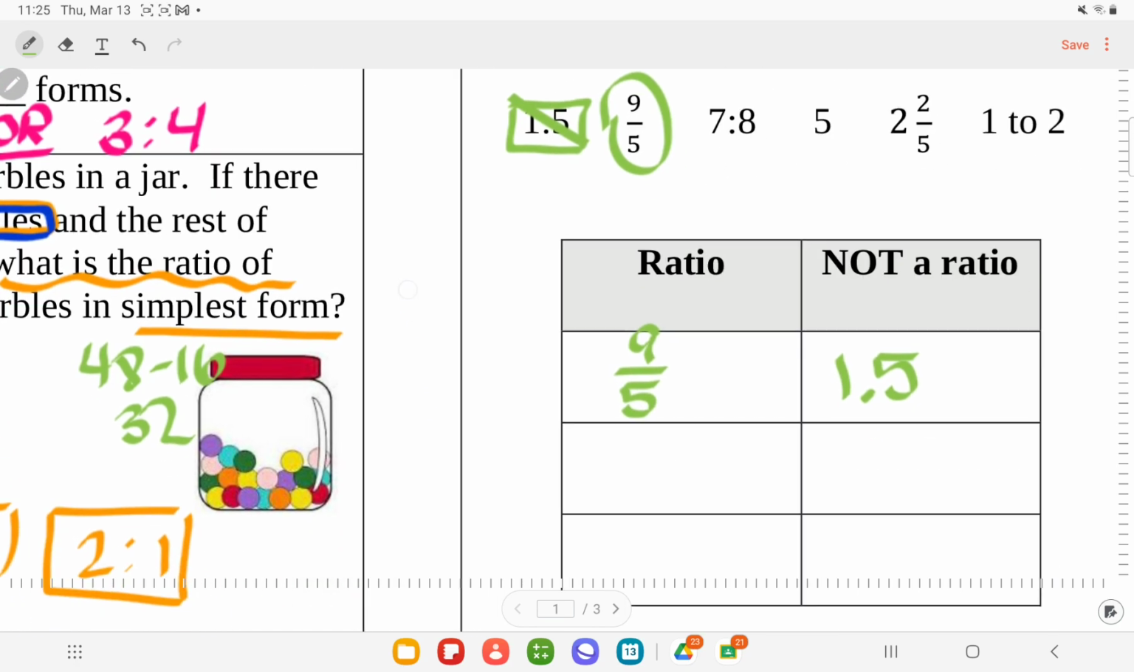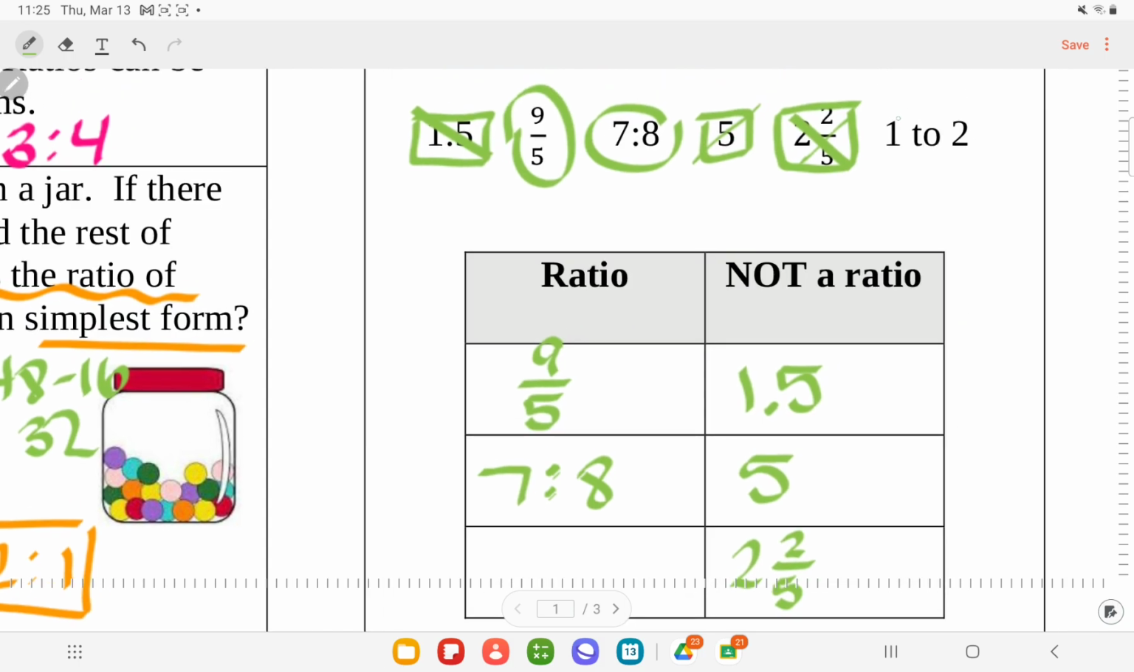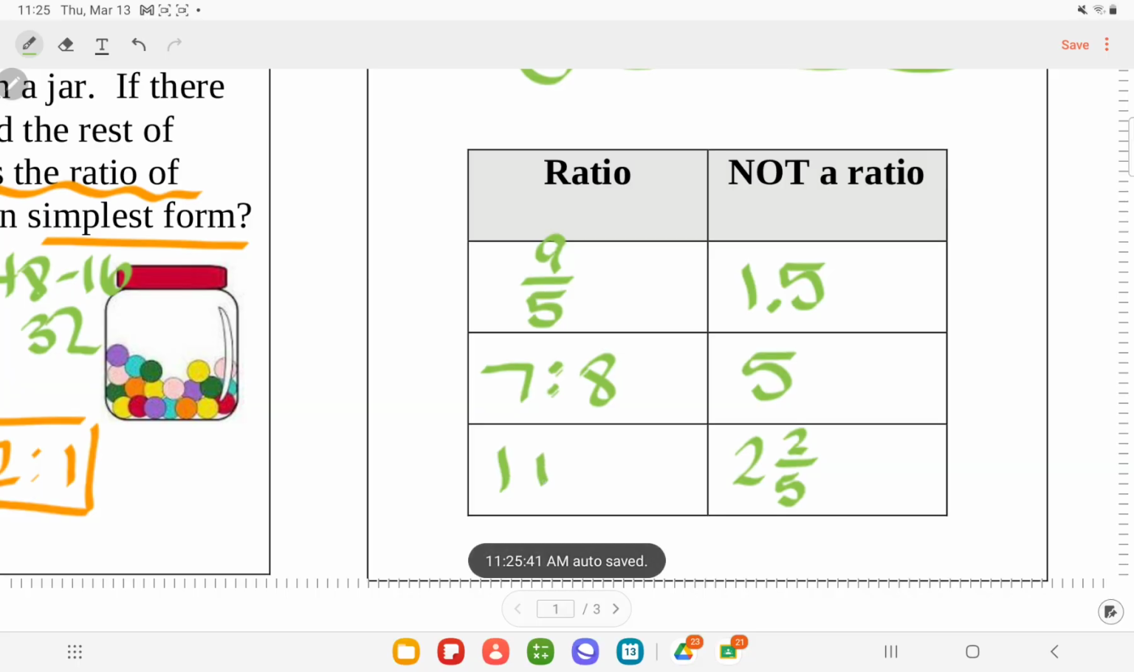Okay, 7:8. Oh, that's one of the ways we can write our ratio. 7:8 means 7 to 8. 5, that's just one number, so nope, that is not a ratio. 2 and 2/5. This is 3 numbers, so that is not a ratio. It's three numbers, but in reality, that is one mixed number. We don't like those for ratios. And the other one, 1 to 2. That is the third way that we can write our ratios using the actual word TO. That is a ratio. Okay.